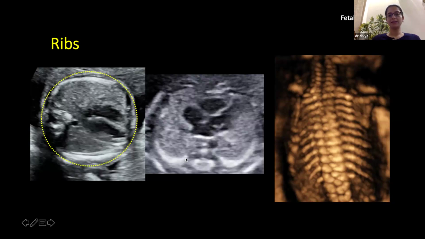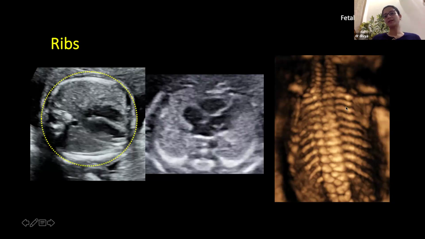Now, this is a fetus with a lethal skeletal dysplasia. And if you look at the ribs, the ribs are falling short here. They're not even enclosing 50% of the circumference of the thorax. So this is what short ribs look like in comparison to normal ribs here.